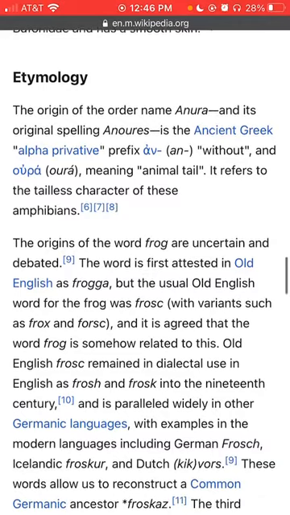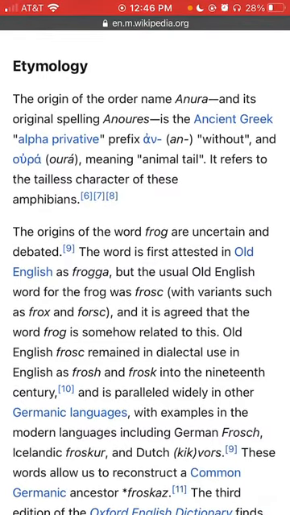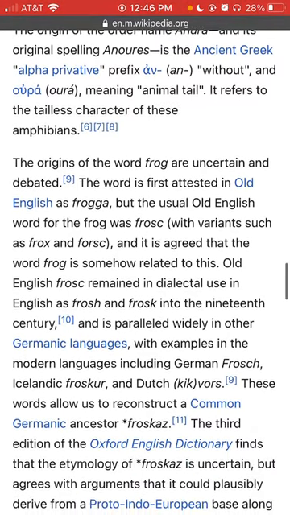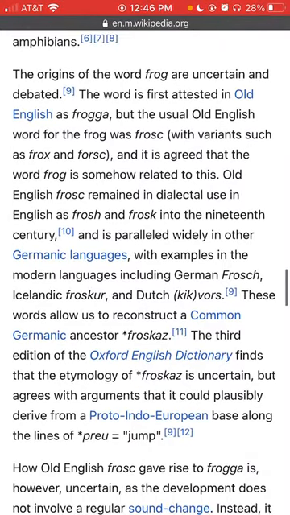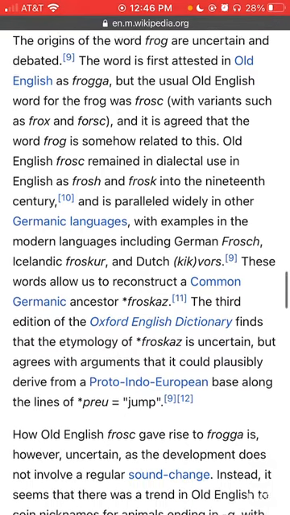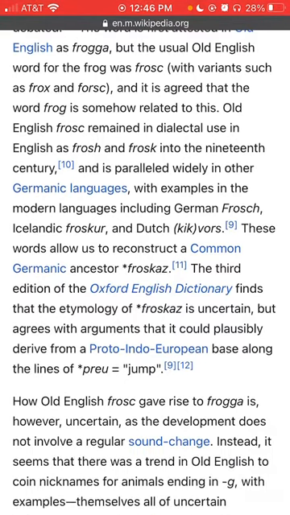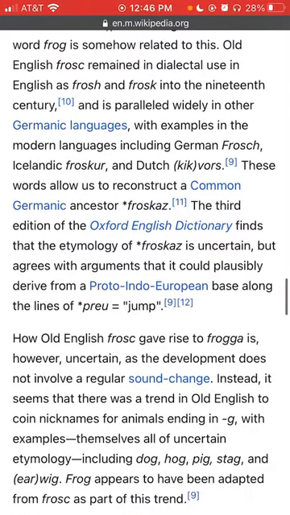The origins of the word frog are uncertain and debated. The word is first attested in Old English as frogga, but the usual Old English word for frog was frosc, with variants such as frox and forsc, and it is possible that the word frog is somehow related to this. Old English frosc remained in dialectal use in English as frosh and frosk into the 19th century, and is paralleled widely in other Germanic languages, with examples in the modern languages including German Frosch and Icelandic froskur and Dutch kikvors. These words allow us to reconstruct a common Germanic ancestor, *froskaz.